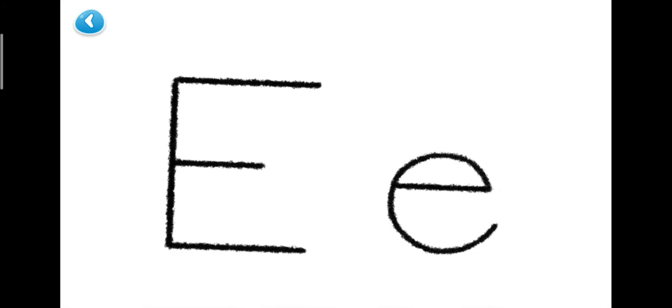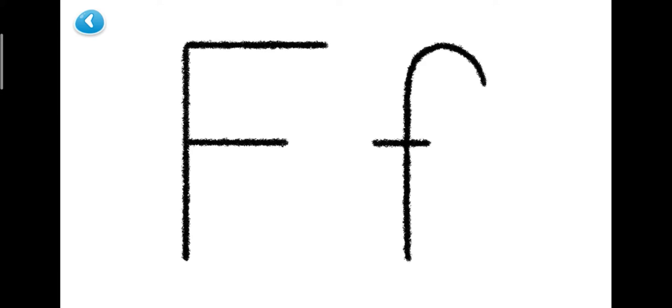Here's a story about the letter F. To make uppercase F, you make a straight line down. On top, you make a straight line across. And in the middle, you make another straight line. You make lowercase F. You make a big curve on top and a straight line down. In the middle, you make a line across. Some words that begin with F are frog, flower, fly.